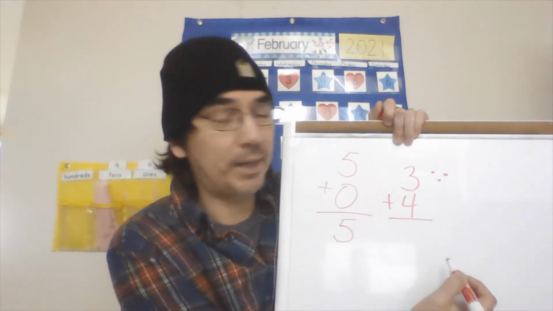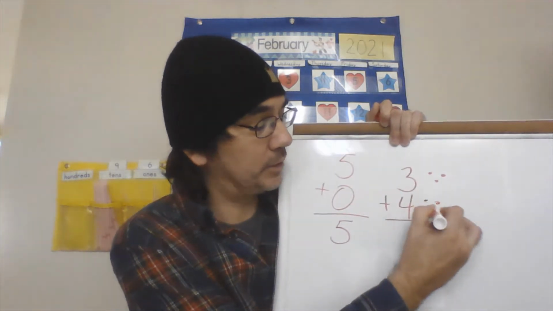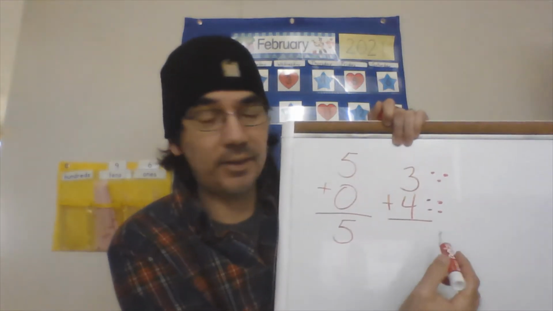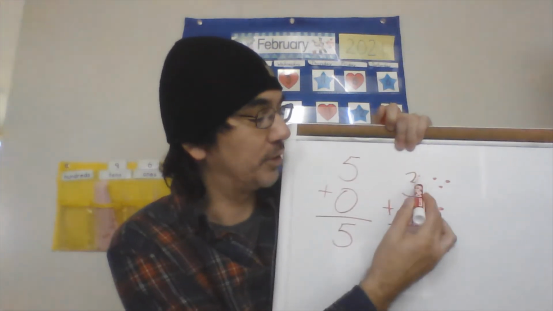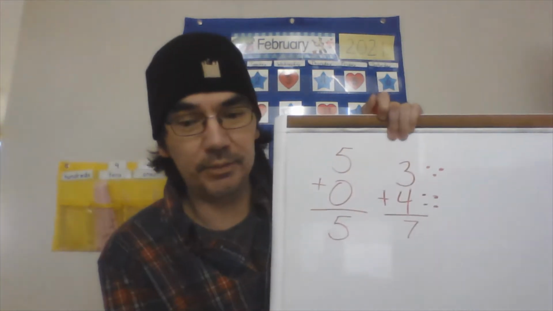So here's 3 dots, and down here is 4 dots. Now we add it all up. I'm going to start with the bigger number, 4, 5, 6, 7. 3 plus 4 is 7.